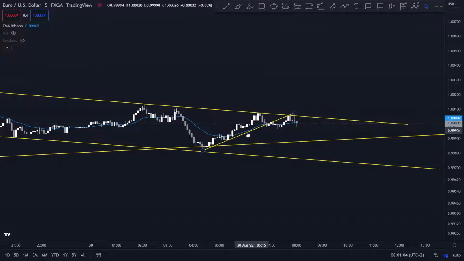I have a trend line here. We had a breakout, retest resistance, another retest resistance. So come on now.